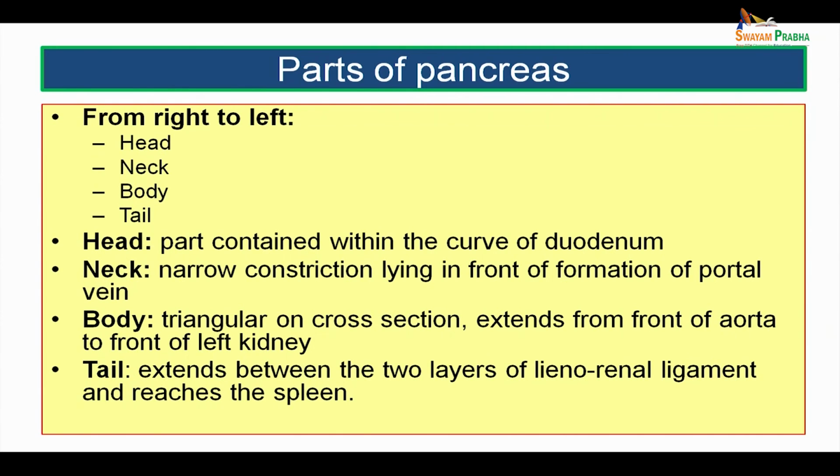Body is triangular on cross section, extends from front of the abdominal aorta right up to front of the left kidney. Tail extends between the two layers of the lienorenal ligament and reaches up to the hilum of the spleen.